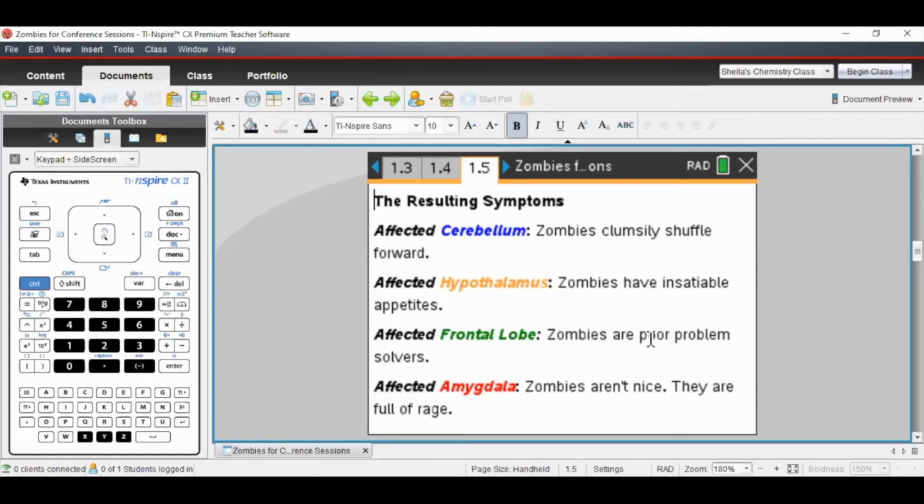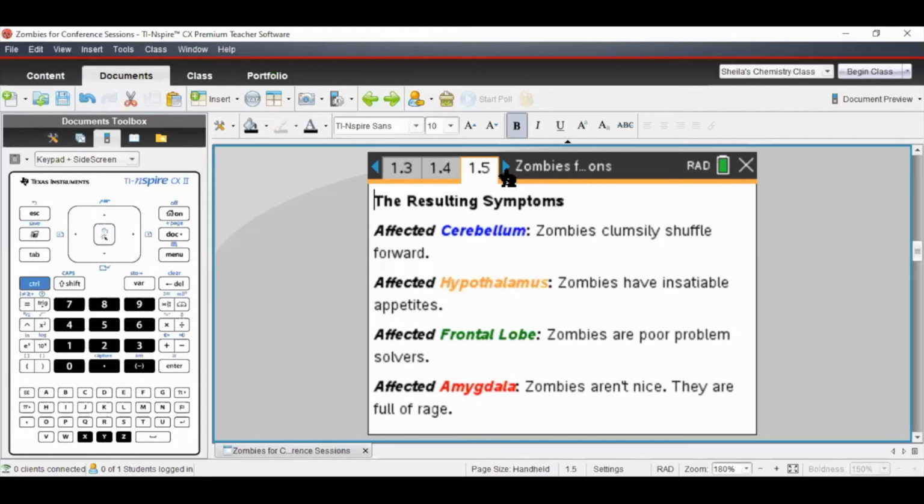Poor problem solvers, you know, we could argue that we know people like that. I know people have accused me of that before. And then the amygdala: the zombies just aren't nice. They're full of rage. A lot of times if you teach in high school, athletes have heard of one of the side effects of anabolic steroids taken by an athlete, which is roid rage. So you'll have them talk about things like that, which is kind of a cool deal when they start to see some of these familiar conditions playing out in zombies. Okay, so that's pretty cool.